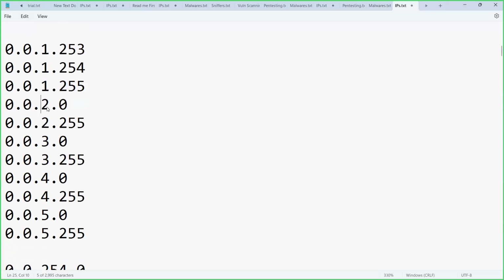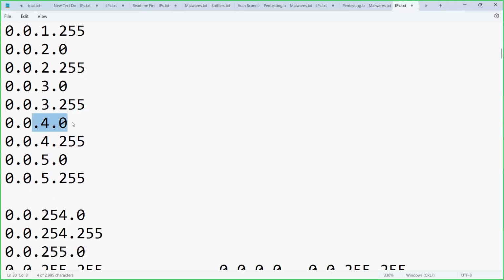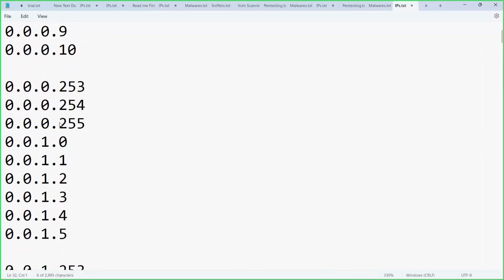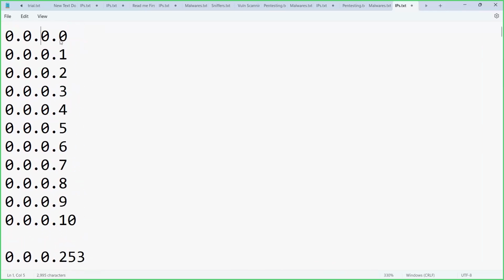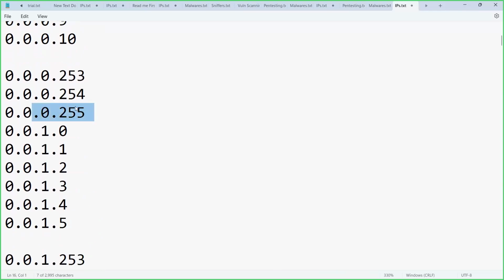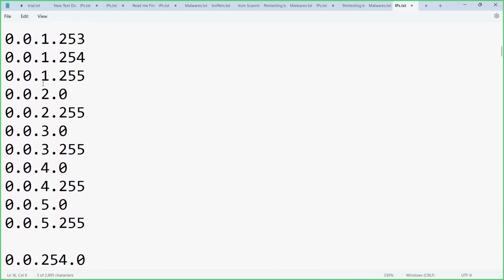Then you have 0.0.2.0, which goes up to 2.255. Then 3.0, which goes up to 3.255. Then 4.0, which goes up to 4.255. Like that, the cycle keeps on repeating. So there's a pattern forming here, if you notice. 0.0 to 0.255. 1.0 to 1.255. 2.0 to 2.255. 3.0 to 3.255.